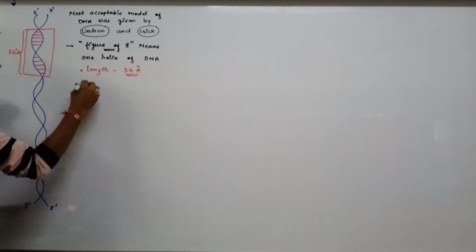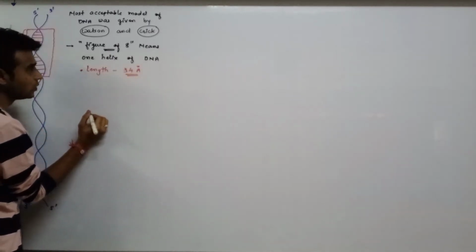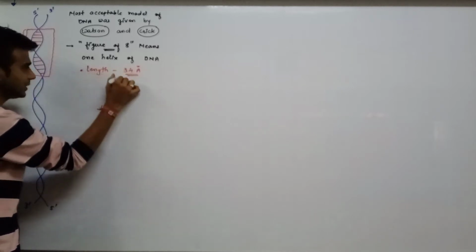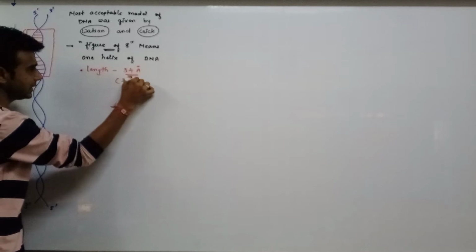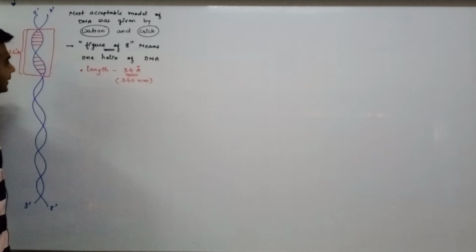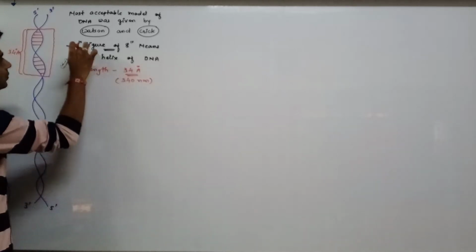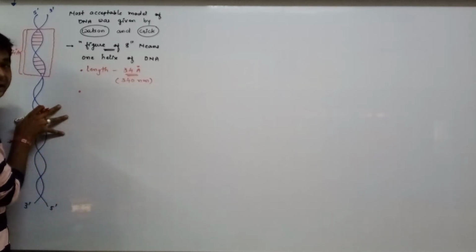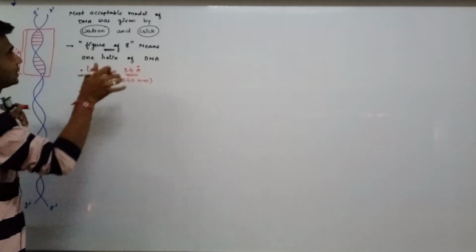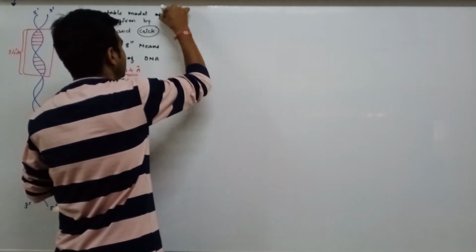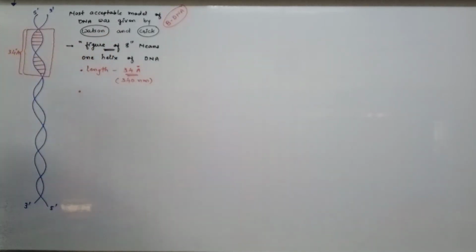You know that 1 angstrom means 10 raised to minus 10 meter. So otherwise you can say 3.4 nanometer also. Both are right. All these points are for one helix. And what we are talking about here is the B-DNA, the most acceptable model. So all these rules are of B-DNA.